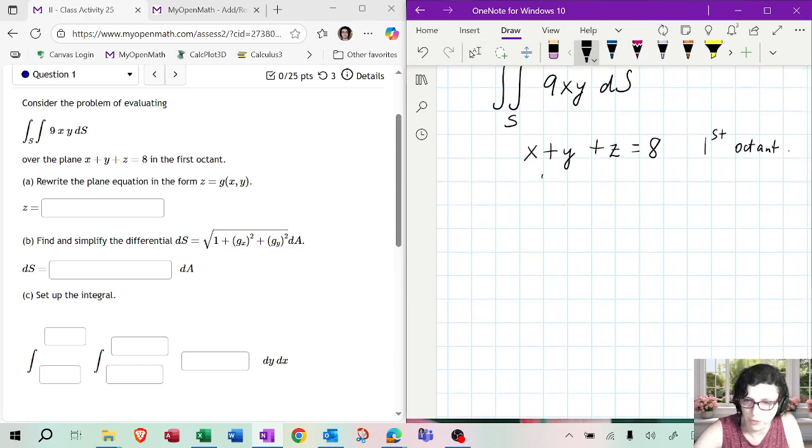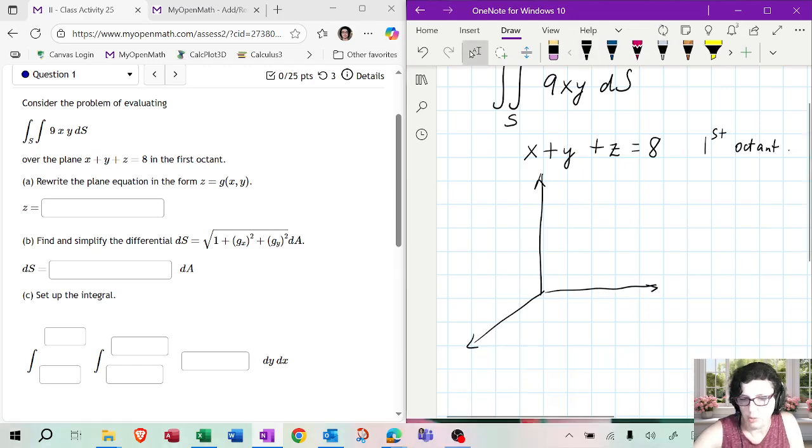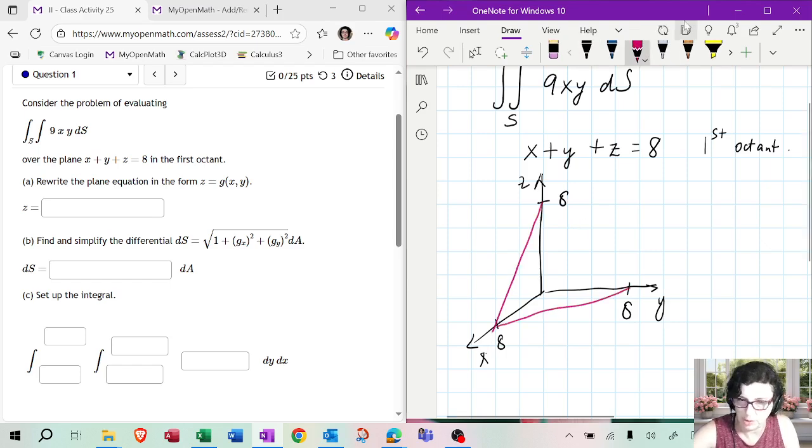So if you want to just visualize the situation here, this is just going to be a kind of slanted triangle. So imagine that this right here would be 8, and then this is 8, and this is 8. And so then you just have this triangle. So that's your surface that's going to connect these intercepts, right? So this is what you got. Sorry about being a little bit sloppy. But anyway, so all of this is 8.